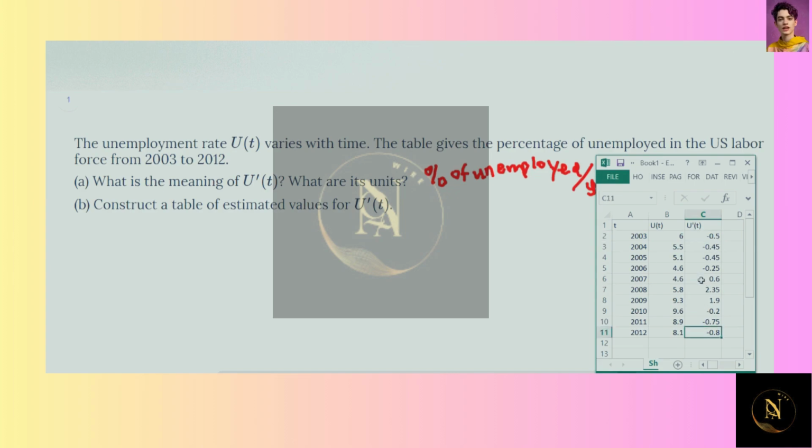And at the endpoints, since there's no information for before or after, it's just given as the average rate of change with the data given from the year before or from the year after. So these are the estimates that we've come up with for the rate of change of the unemployment rate with respect to time per year.